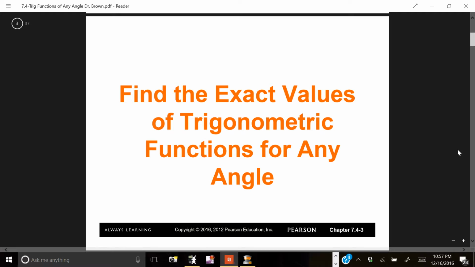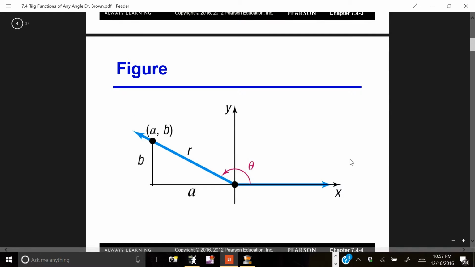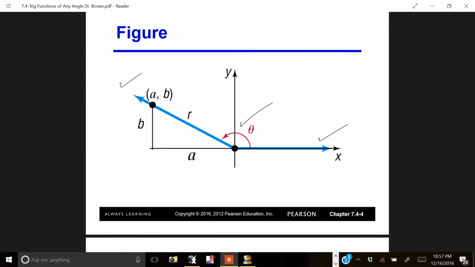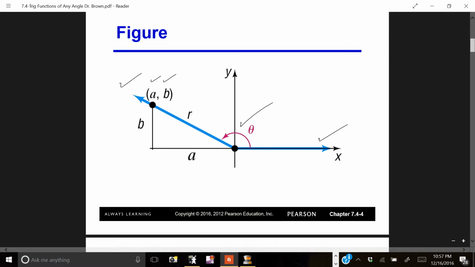First of all, we're going to find the exact values of trig functions of any angle. Here we're going to use this figure to display an angle with its initial side and its terminal side. We're going to pick a point A and B on the terminal side, where B is the y value and A is the x value.